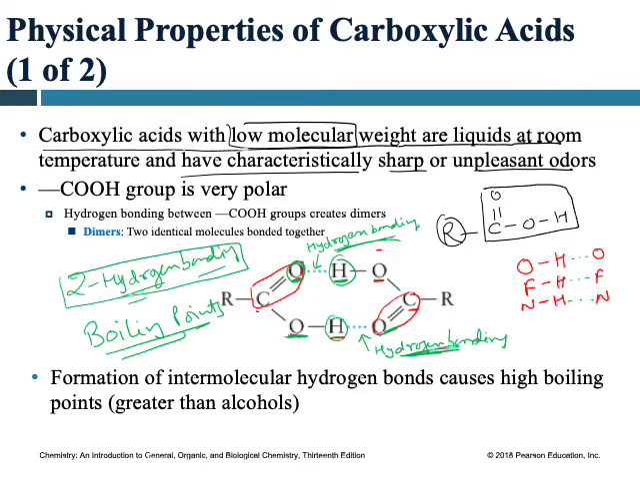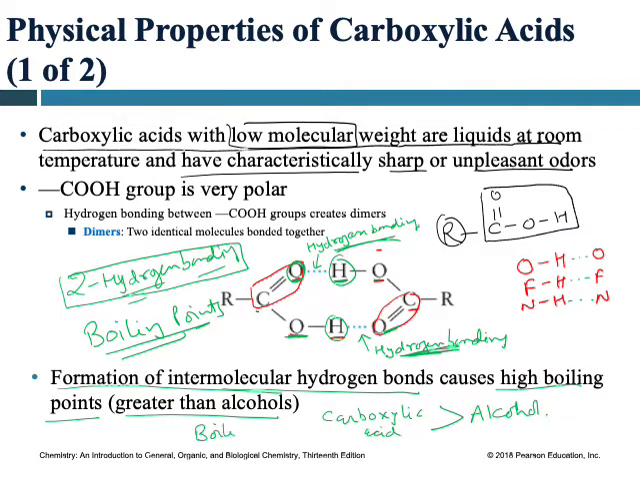So remember this thing, boiling point, because of presence of two hydrogen bonding within the same molecule. If you have multiple hydrogen bonding, that means you have stronger attraction between the molecule, and if you have stronger attraction, you need more energy to break that bond, right? So that's why the boiling point is higher. You need to provide more energy. So the formation of intermolecular hydrogen bond cause high boiling point, which is greater than alcohol. So why the boiling point of carboxylic acid is greater than alcohol?